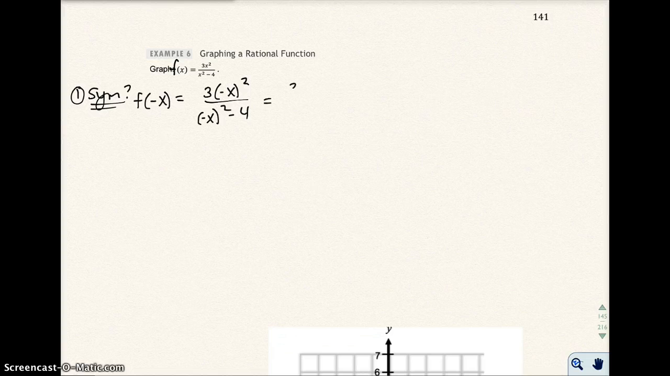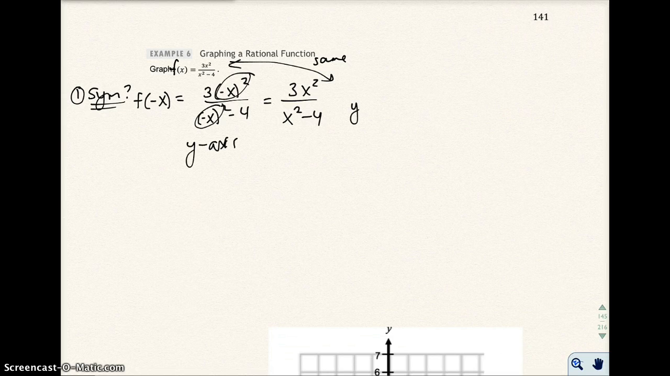I end up getting 3, and this becomes x squared, and this is x squared. So I end up with the same thing here and here, which means I have y-axis symmetry. That becomes important in this problem because it'll save us some time now that we know that.